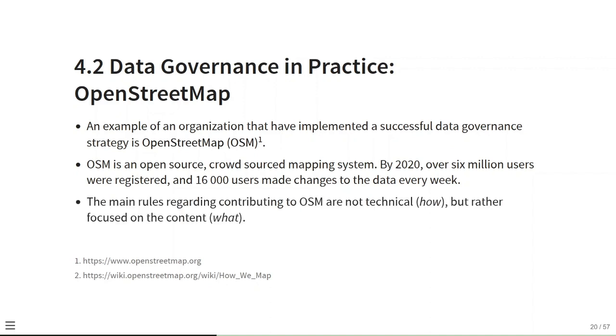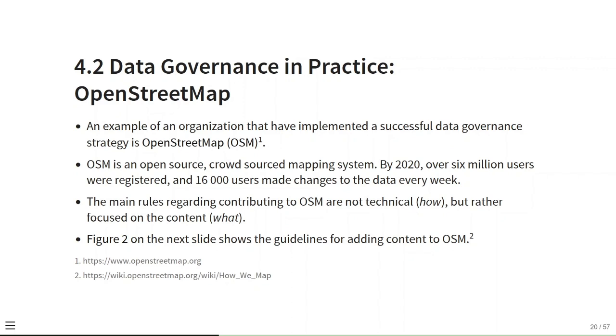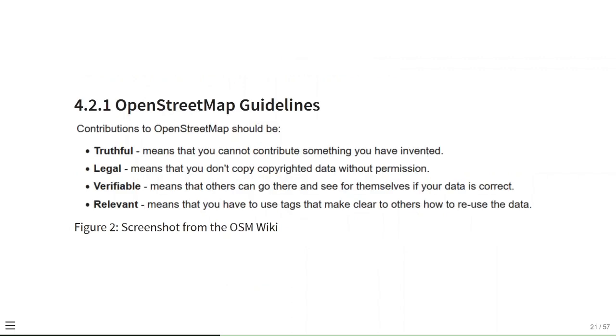The main rules regarding contributing to OSM are not technical, as in how, but rather focused on the content, as in the what. And figure 2 on the next slide shows the guidelines for adding content to OpenStreetMap, where contributions to OpenStreetMap should be truthful, legal, verifiable, and relevant, as seen in this screenshot from the OpenStreetMap wiki for contribution guidelines.